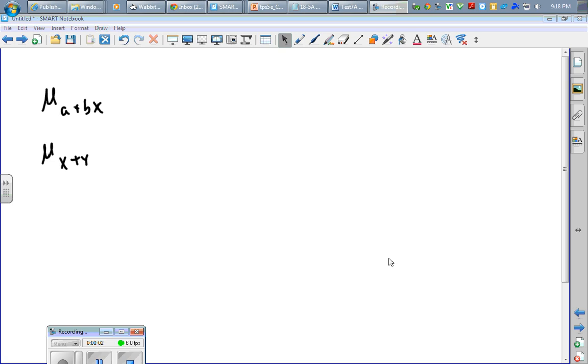We learned 5 rules in this chapter. The first 2 dealt with means. The other 3 dealt with standard deviations or variances. The formulas for means work basically as you would expect.